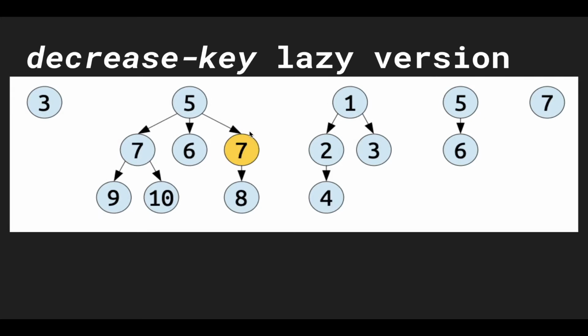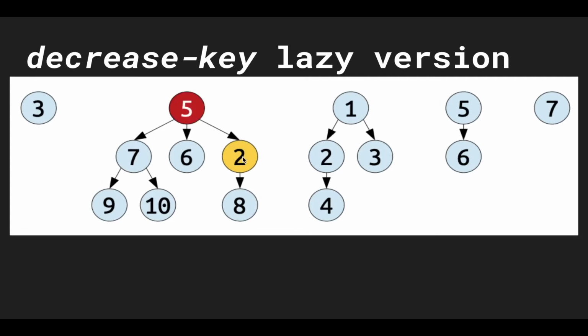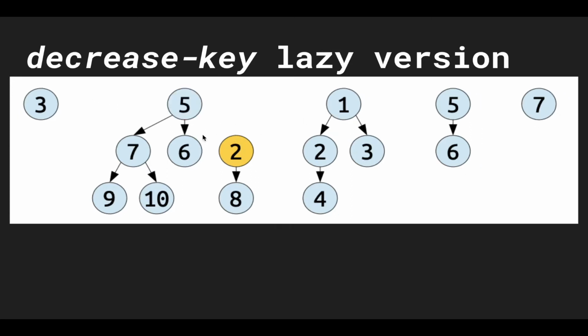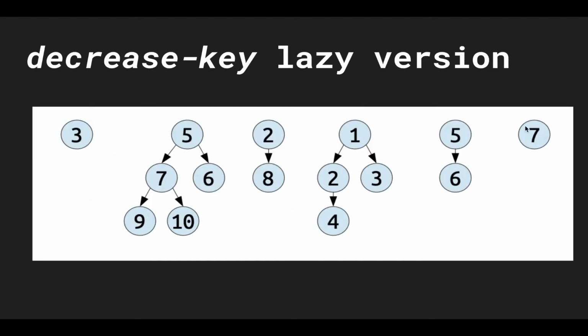Let's continue on with our lazy version of decrease key, and let's say we wanted to decrease this yellow node right here from 7 to 2. So we decrease 7 to 2, and now we're violating our heap invariant again. And instead of swimming 2 up, we're going to cut this pointer right here, and then move 2 to the main root list with the rest of our forest. So we cut that pointer, and then we move 2 up to the main root list with the rest of our forest. And this is the current state of our heap.